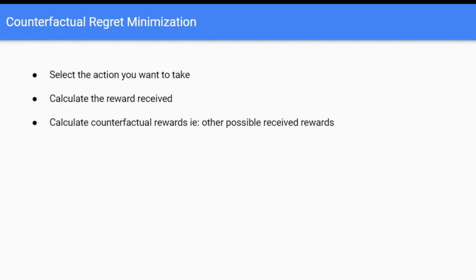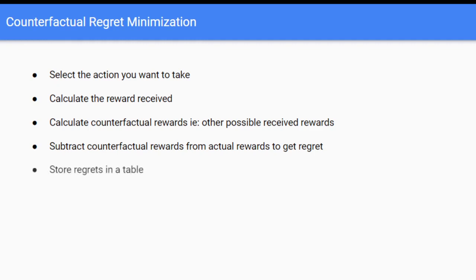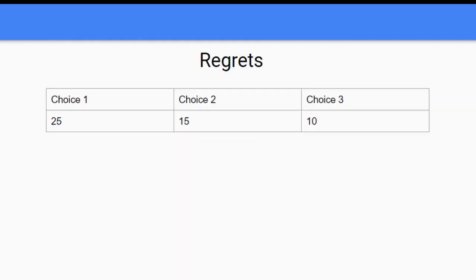Next, we need to calculate the counterfactual rewards. These are the other possible rewards we could have received from taking other actions. We subtract our counterfactual rewards from our actual rewards, and this is how we get our regret. We're going to store all of our regrets into a table. Then we sum up, normalize our regrets, and turn them into a strategy. And it looks something like this.